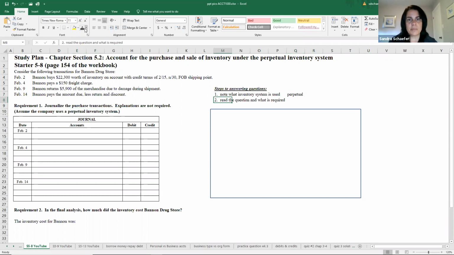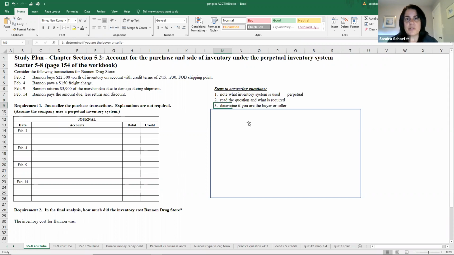Second step is to read the question and what is required. We know that we have a few days worth of transactions that we have to journalize. In the question, you are given the dates on the study plan question. I believe in the workbook, these are all blank, so you have to put those dates in. And then you have to calculate the overall inventory cost after these transactions are completed.